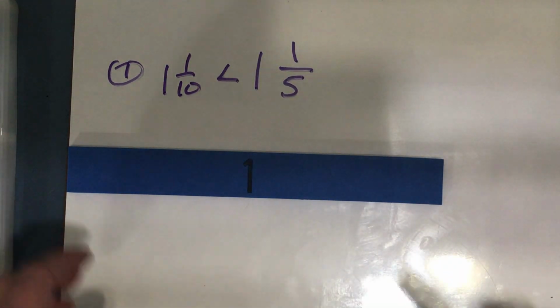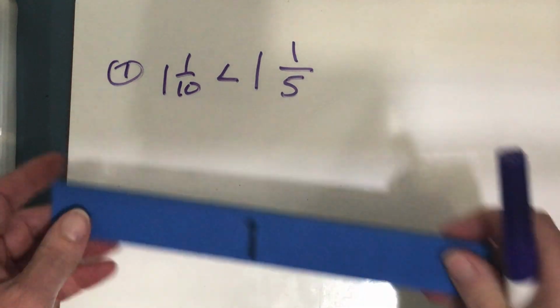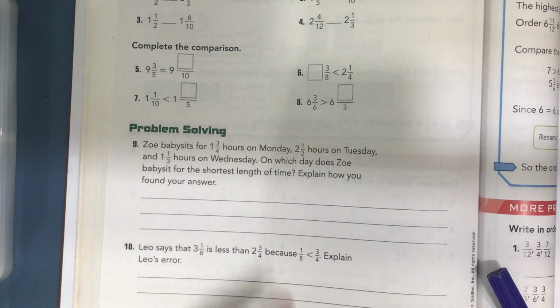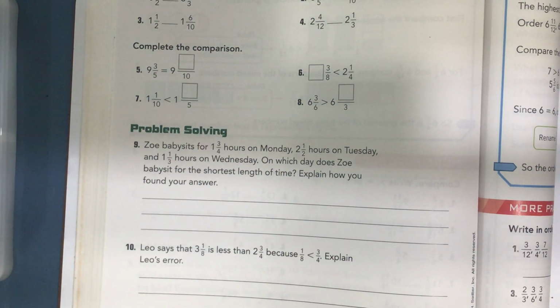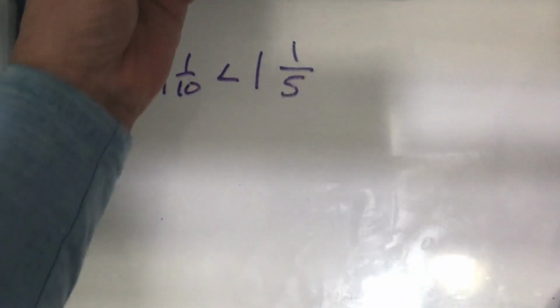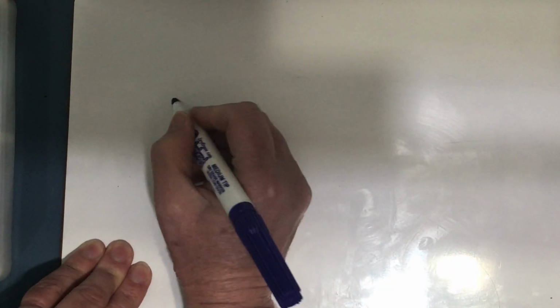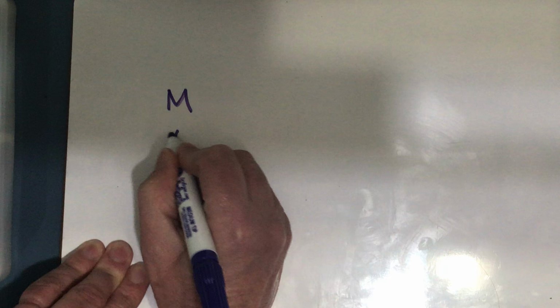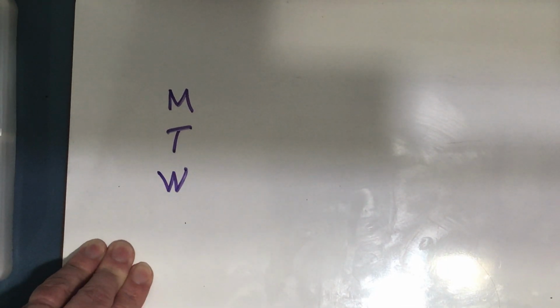Okay, and we have one more question that I'm going to do with you. Number 9. This is a word problem. Zoe babysits for 1 3/4 hours on Monday, 2 1/2 hours on Tuesday, and 1 1/3 hours on Wednesday. On which day does Zoe babysit for the shortest length of time? Explain how you found your answer. Well, we know that Zoe babysits on 3 days. So that's the first thing we're going to do is write the days. She does Monday, Tuesday, and Wednesday.